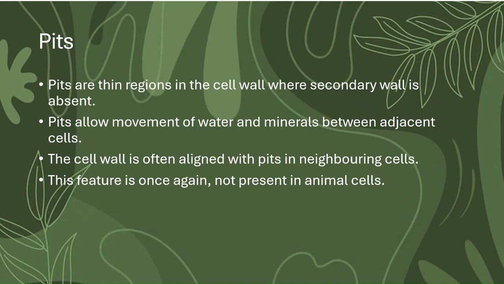So now we're looking at pits. Also, just to give you guys a quick tip, I would recommend watching this video alongside the diagram in your textbook so you can follow through and associate the different features to the actual diagram. So pits are thin regions in the cell wall where secondary wall is absent. Pits allow movement of water and minerals between adjacent cells. The cell wall is often aligned with pits in neighboring cells, and this feature is once again not present in animal cells.